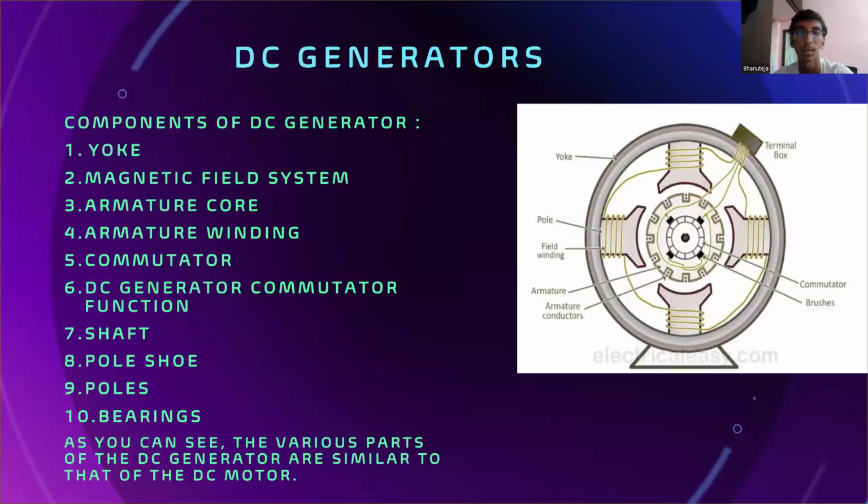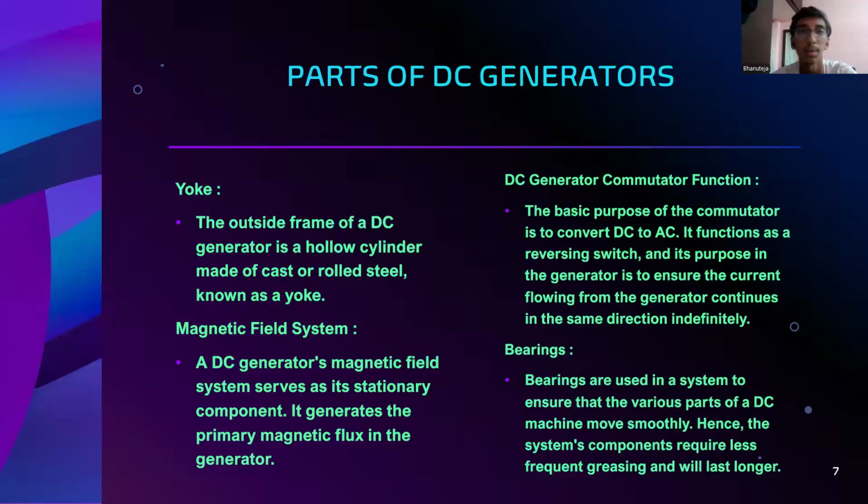Next, we have the DC generator. The main components of a DC generator are yoke, magnetic field system, armature core, armature winding, commutator, shaft, pole shoe, poles, and bearings. As you can see, the various parts of the generator are similar to those of a DC motor. So next, we'll discuss the parts and their functions. The main four parts of a DC generator are yoke, commutator, bearings, which we didn't discuss for DC motors, and magnetic field system.